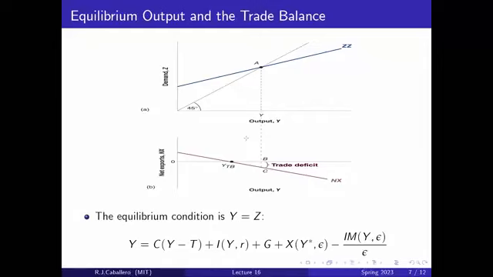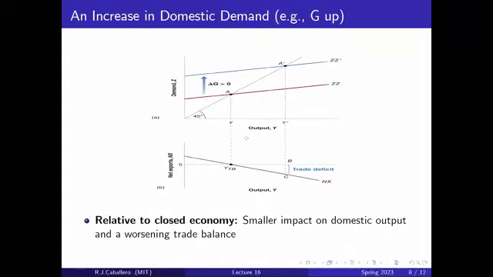But the important equilibrium condition is that domestically produced output has to be equal to the demand for domestically produced goods. Not total demand, it's demand for domestically produced goods. Because it's a Keynesian model in which output is aggregate demand determined. But it has to be aggregate demand for the things you're producing, not aggregate demand for all goods around the world. Okay, good. So then we did some experiments.